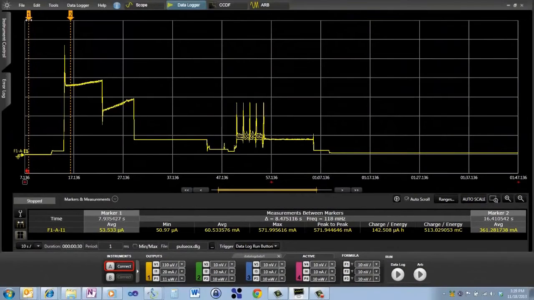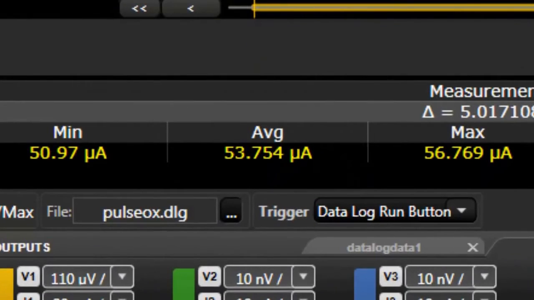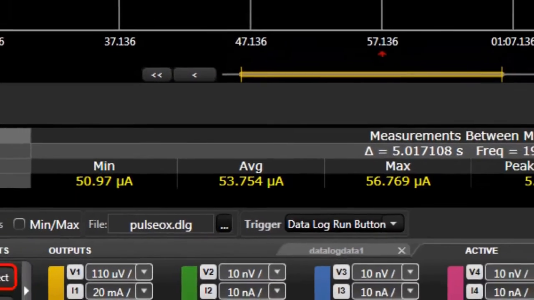We can also use these markers, and I'm going to move to the sleep mode when the device was sleeping. And here we can see that the average is 53 microamps, but the minimum and the maximum are only 5.8 microamps peak to peak. So we've got considerably less sleep current. This level of accurate measurement is not available with a standard technique. It's the seamless ranging that allows you to both measure that peak at 570 milliamps and this sleep current down at 53 microamps.